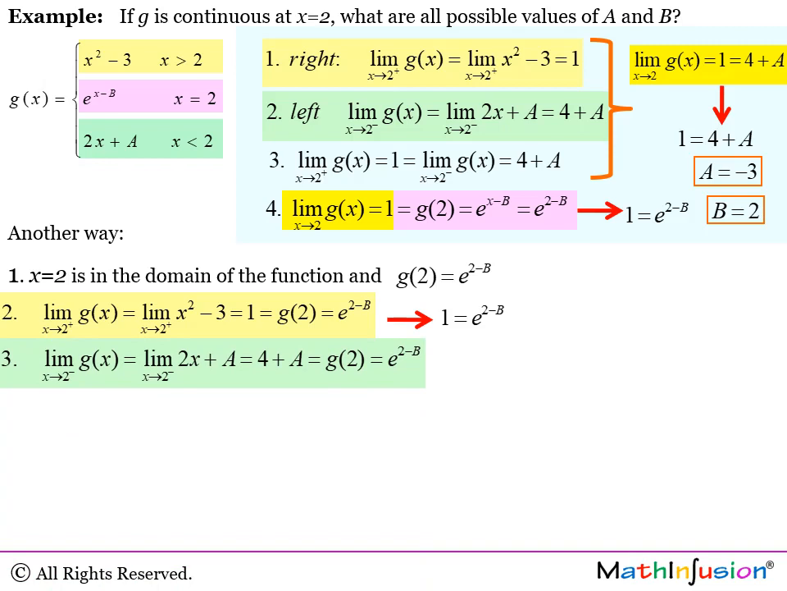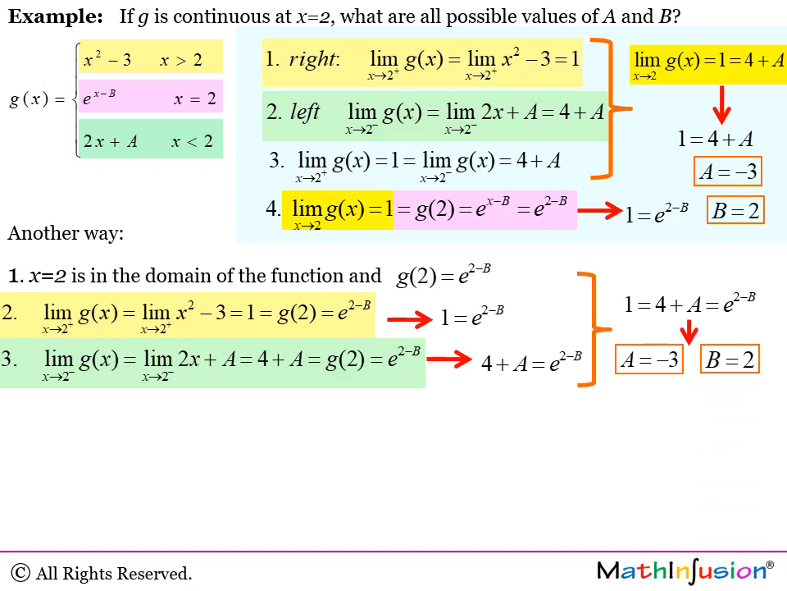But then I have 3. The left limit also has to be equal to e to the power of 2 minus b. The left limit is 4 plus a. So I get another equation. Now I have to solve that. Because 1 equals e to the power of 2 minus b, and also equals 4 plus a, I get first of all that a equals negative 3. And when 1 equals e to the power of 2 minus b, I get that b equals 2.